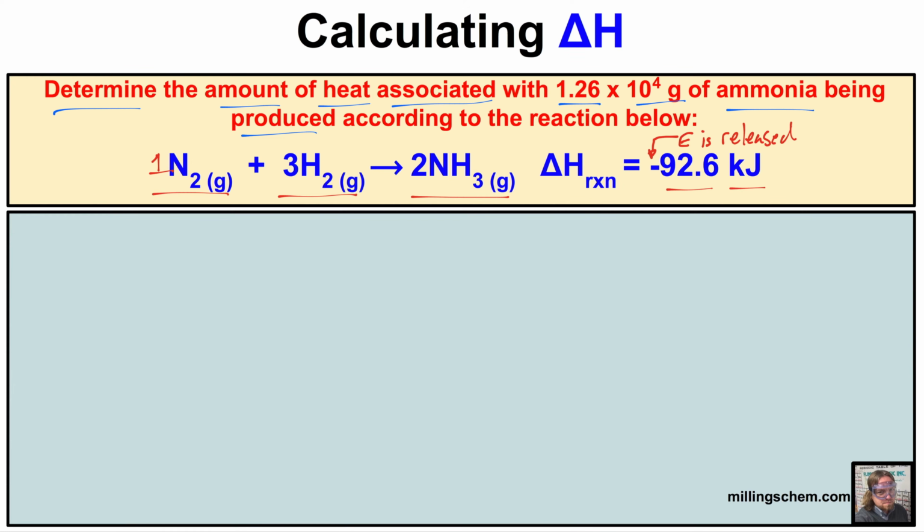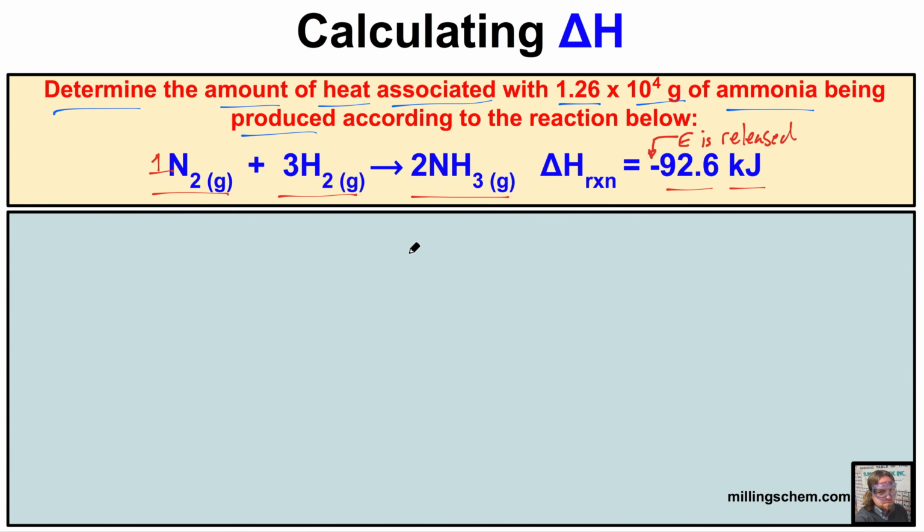However, in this problem, if we take a close look, it tells us that we don't have 2 moles of ammonia gas being produced. Instead, we have 1.26 times 10 to the fourth grams of ammonia gas being produced. Based on this quantity, we need to figure out how much energy or heat or enthalpy is going to be released during the chemical reaction.